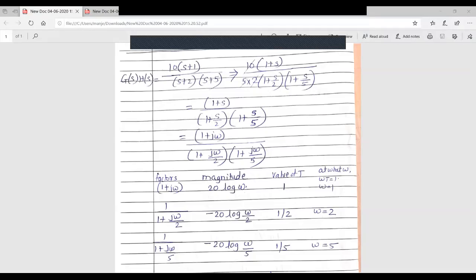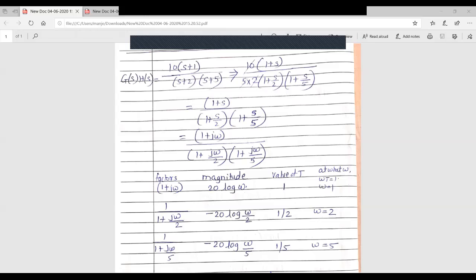Now here, this is omega t, so here the value is 1, here the value is half. Omega by 2, so t is equal to 1 by 2, and here the value of t is 1 by 5. Once we have the value of t, at what value of omega will omega t be equal to 1? That is nothing but the reciprocal of t, which equals omega. So the reciprocal of t is 1, 2 and 5. This is nothing but the calculation of corner frequencies.